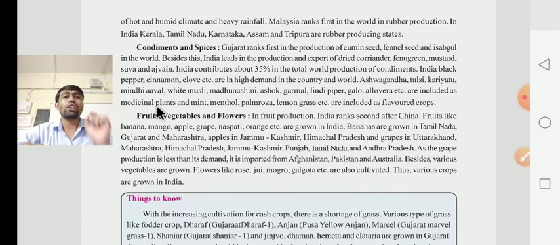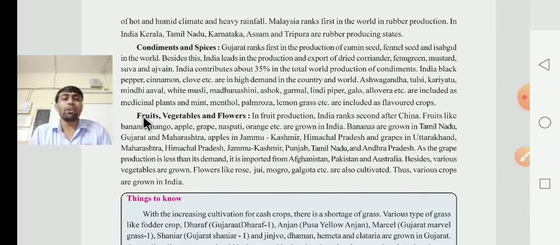These are all the names of the medicinal plants above, and the mint. Additional plants in the mint: menthol, palmarosa, lemongrass are included in the flavor crop. What they have to say? They have given that in medicinal plants and the mint. Which mint? It means pudino, menthol. After that, palmarosa, lemongrass, all these things are included in the flavor crop.